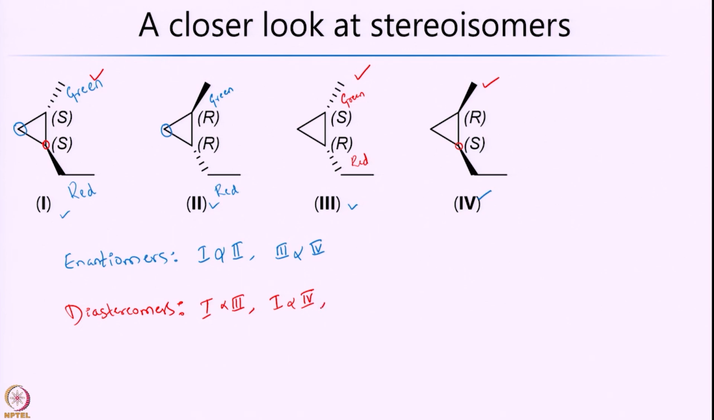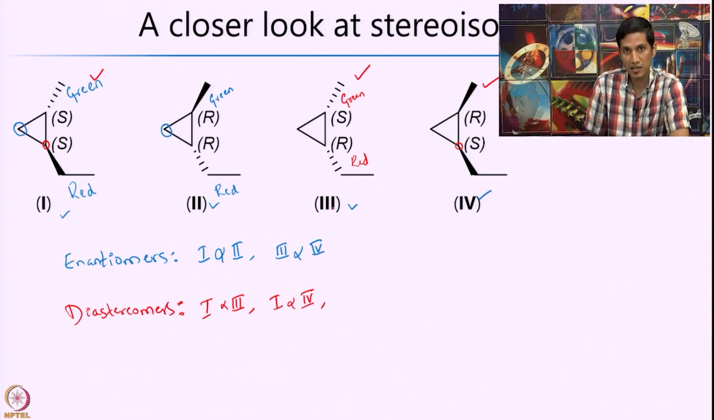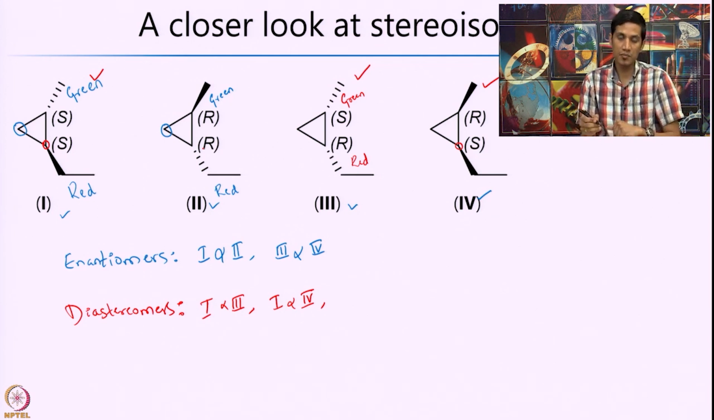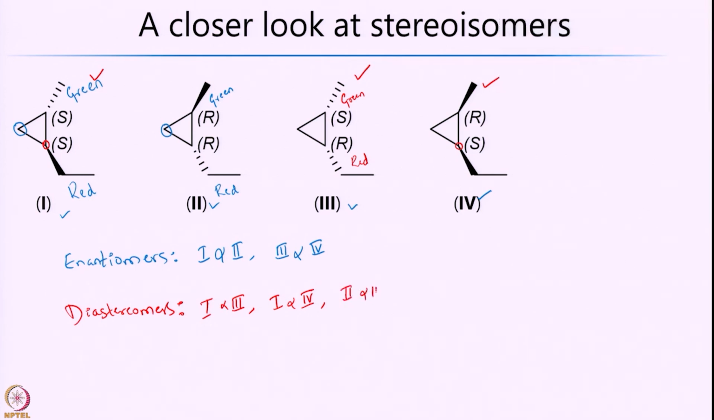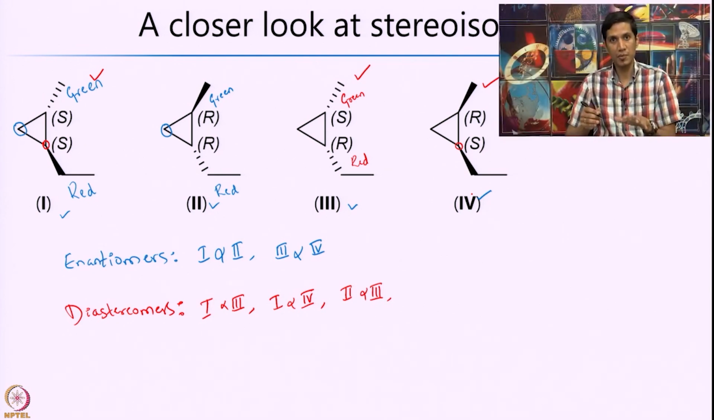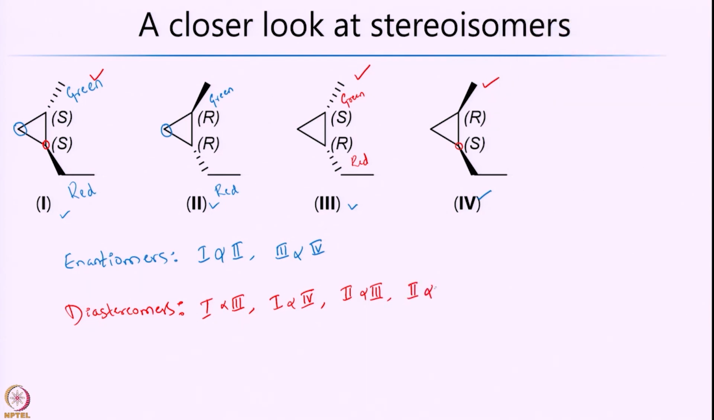With the same set of arguments, you can now compare 2 with respect to 3 and 4, and what you would see is that 2 and 3 are again a pair of diastereomers, because both the stereocenters on each of them are not exactly the same, that is, they are not exactly opposite. As a result, they are not enantiomers, but they are diastereomers. If you compare 2 and 4, you will again see the same relationship, that is, they are non-mirror image, non-superimposable one on top of each other. So, that would mean that 2 and 4 are also a pair of diastereomers.